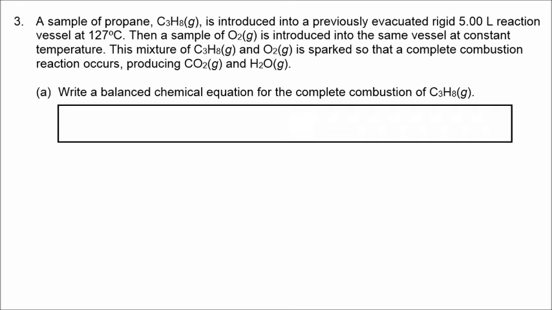All right, number 3. We have a sample of propane, and we're going to react that with oxygen and produce carbon dioxide and water. The balanced chemical equation for this combustion requires coefficients of 3 next to the carbon dioxide, 4 next to the water, and then with a total of 10 oxygen atoms on the right, a 5 next to the O2.